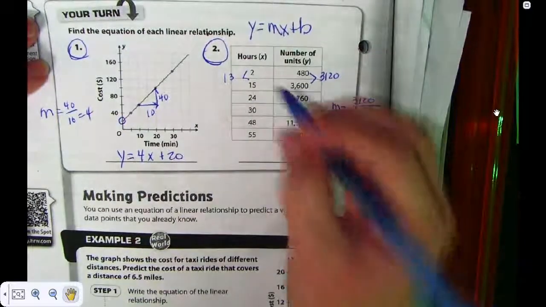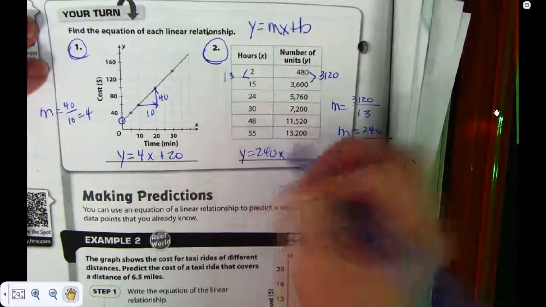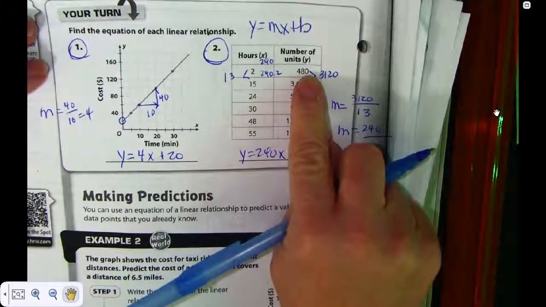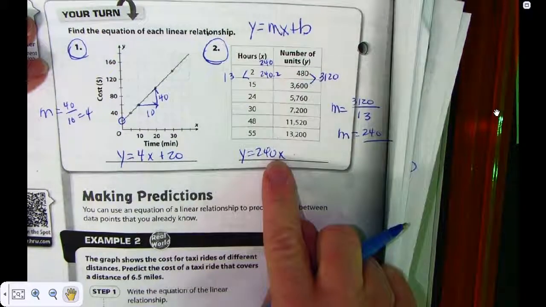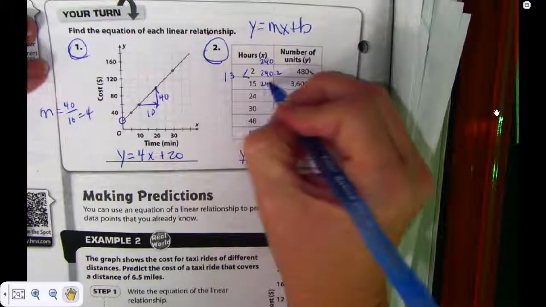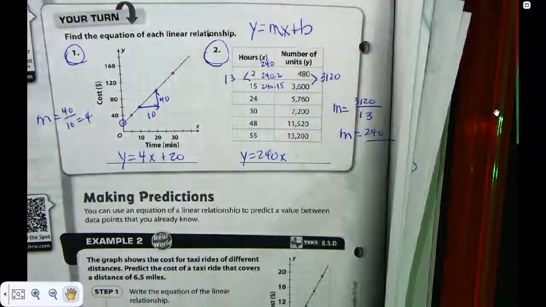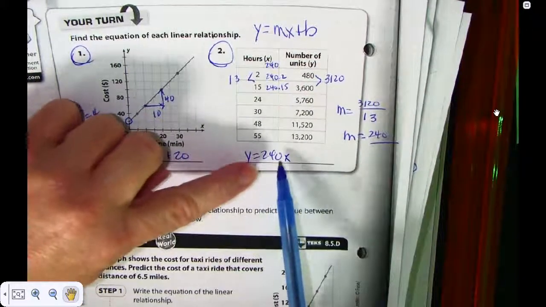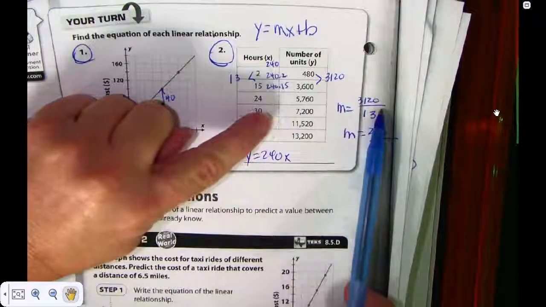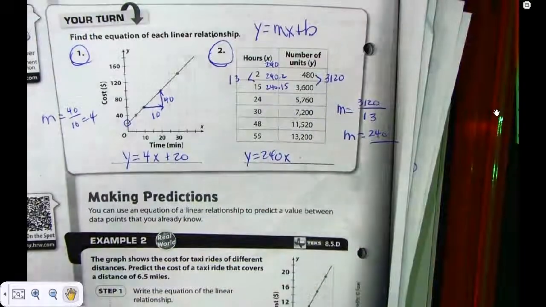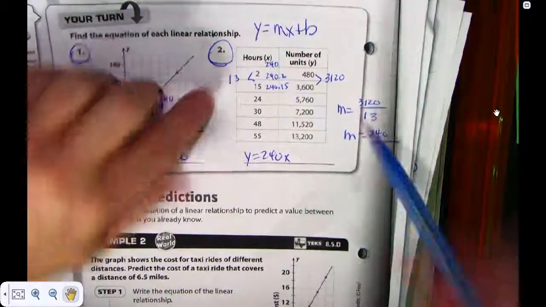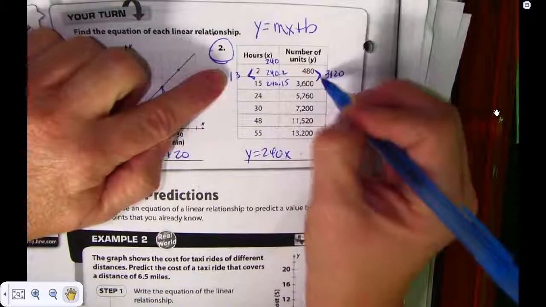So y is 240x. So 240 times 2 does give you 480. Okay? So it is proportional. We don't need to go, well, let's do 240 times 15, which is 3,600. So this is proportional, so it works out to be the same. The constant of proportionality is the same as the slope. But you don't know that yet. So just go do this first.